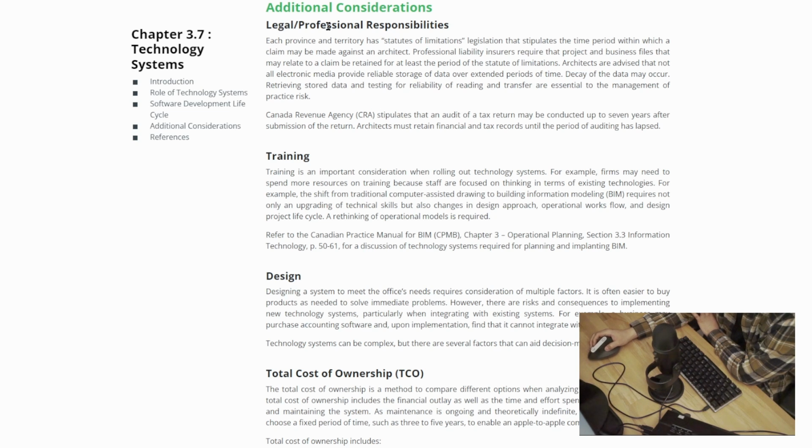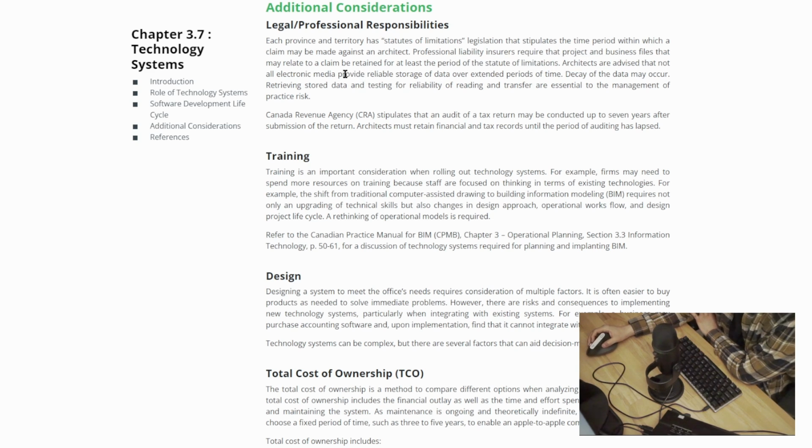Additional considerations: legal and professional responsibilities. Each province and territory has statutes of limitations, legislation that stipulates the time period within which a claim may be made against an architect. Professional liability insurers require that project and business files that may relate to a claim be retained for at least the period of the statute of limitations.